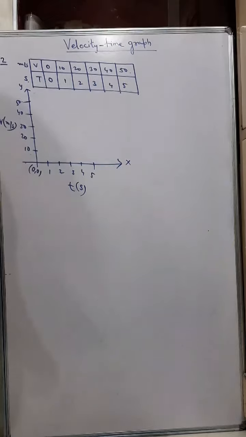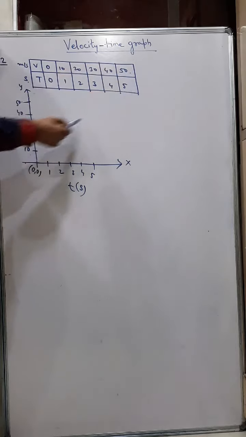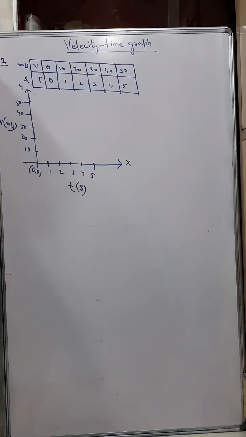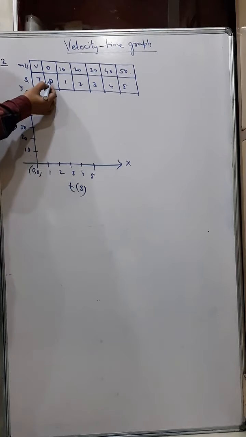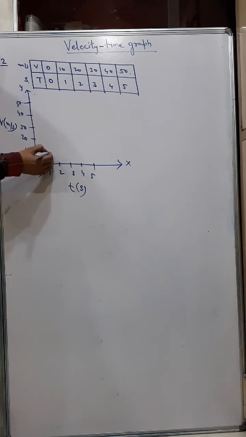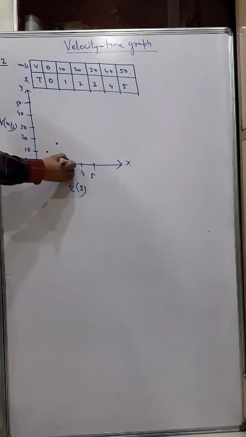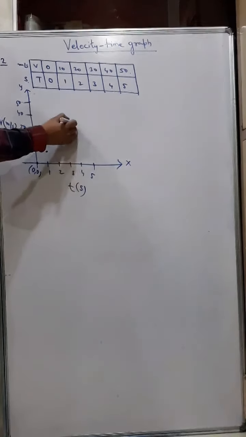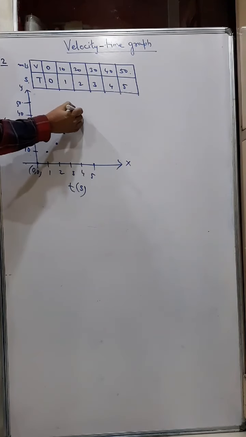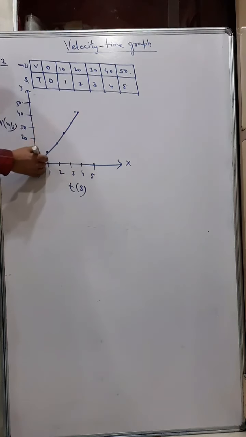Okay, now consider this case. Here you can see, if we draw a graph with these values, now this is also a velocity time graph. Suppose initially a body is at rest, so that means initial velocity is 0. After 1 second the speed is 10 meter. After 2 seconds the speed is increased and now it becomes 20. After 3 seconds it becomes 30. After 4 seconds it becomes 40, and after 5 seconds it becomes 50. So that means we will get a straight graph like this.